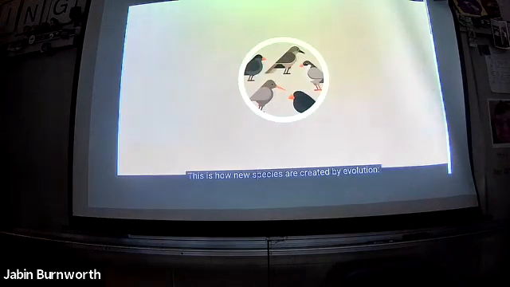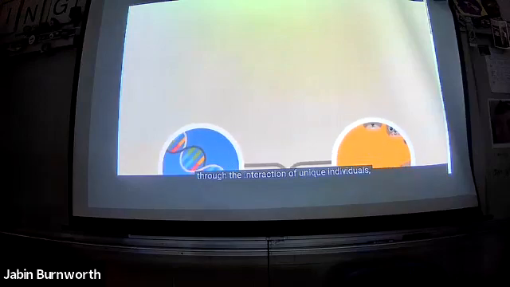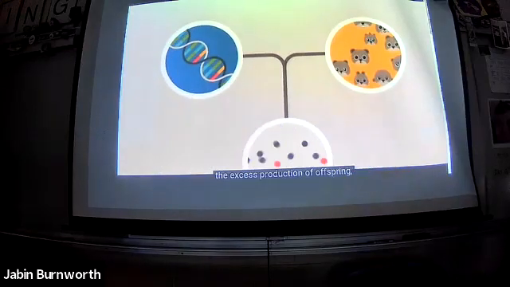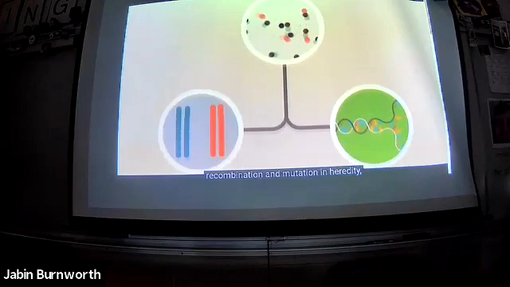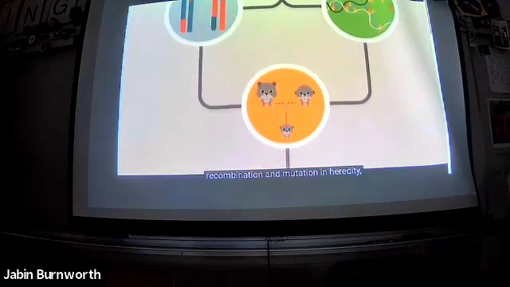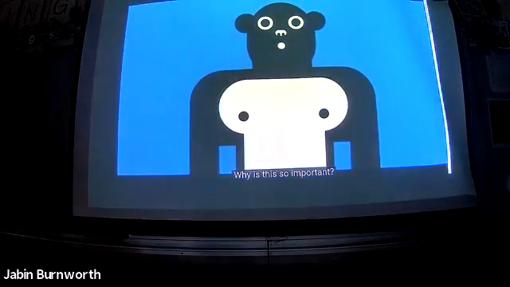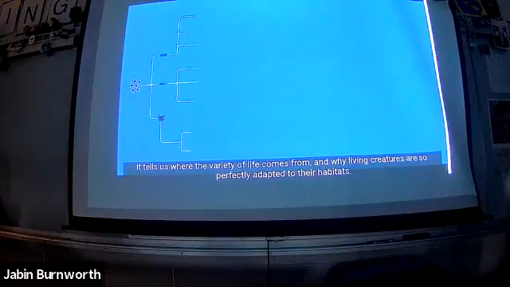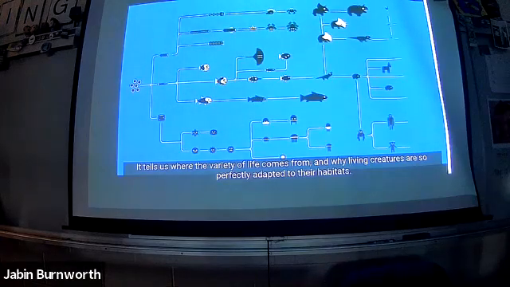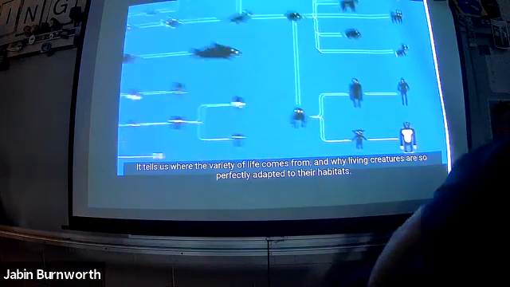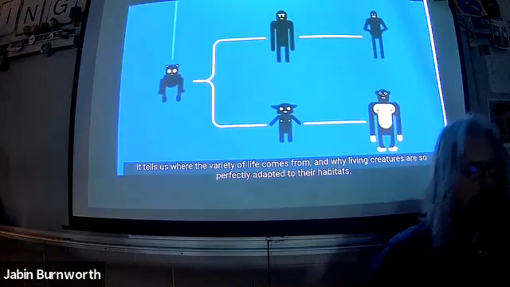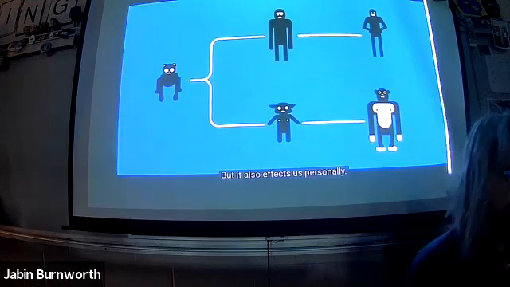This is how new species are created by evolution, through the interaction of unique individuals, the excess production of offspring, recombination and mutation in heredity, and finally, through selection. Why is this so important? It tells us where the variety of life comes from and why living creatures are so perfectly adapted to their habitats. But it also affects us personally.